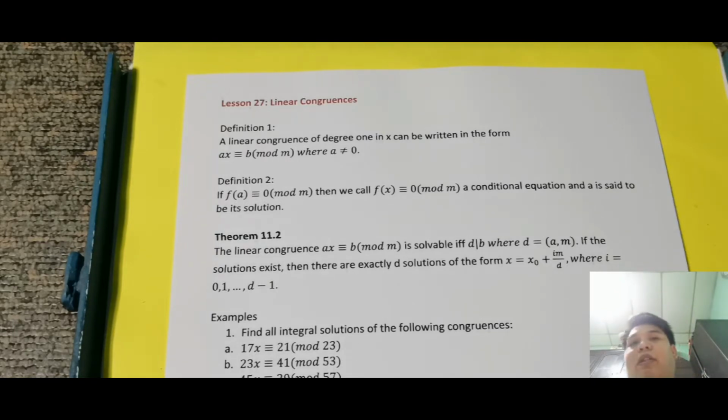Ito yung lesson 27 sa ating set theory. So ito yung linear congruence. So continuation siya ng modulo natin, kasi since may word na congruence tayo dito.